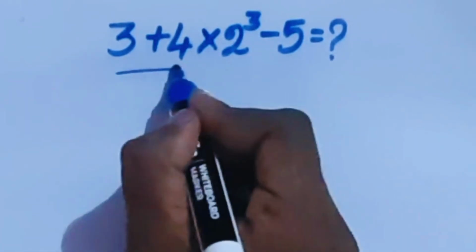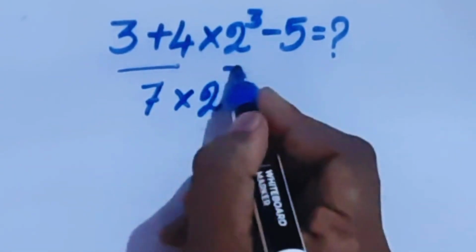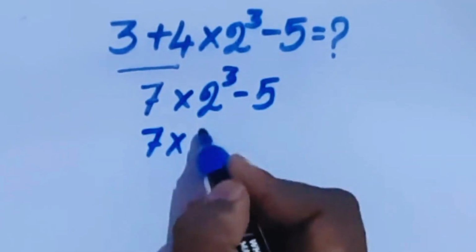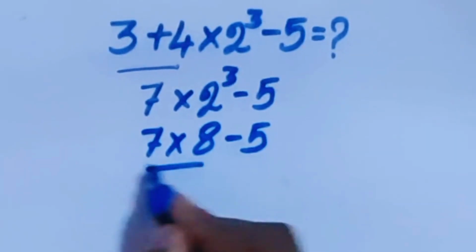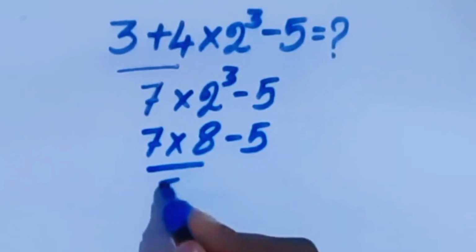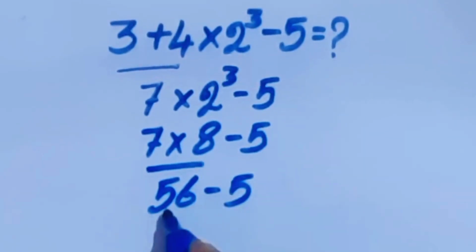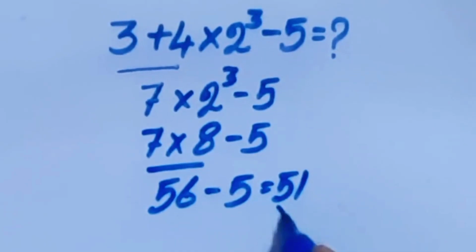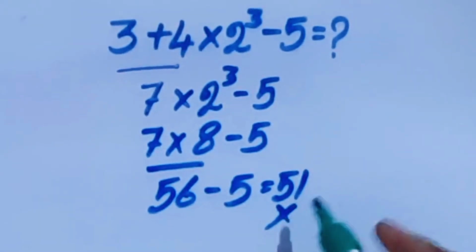Most of them get the answer 51 for this problem, in the wrong order. Here 3 plus 4 is 7, times 2 power 3, minus 5. Here 7 times 2 power 3 is 8, minus 5. Here 7 times 8 is 56, minus this 5. Here 56 minus 5 is 51, which is the wrong answer. As per the order of operations, PEMDAS, this 51 is the wrong answer.